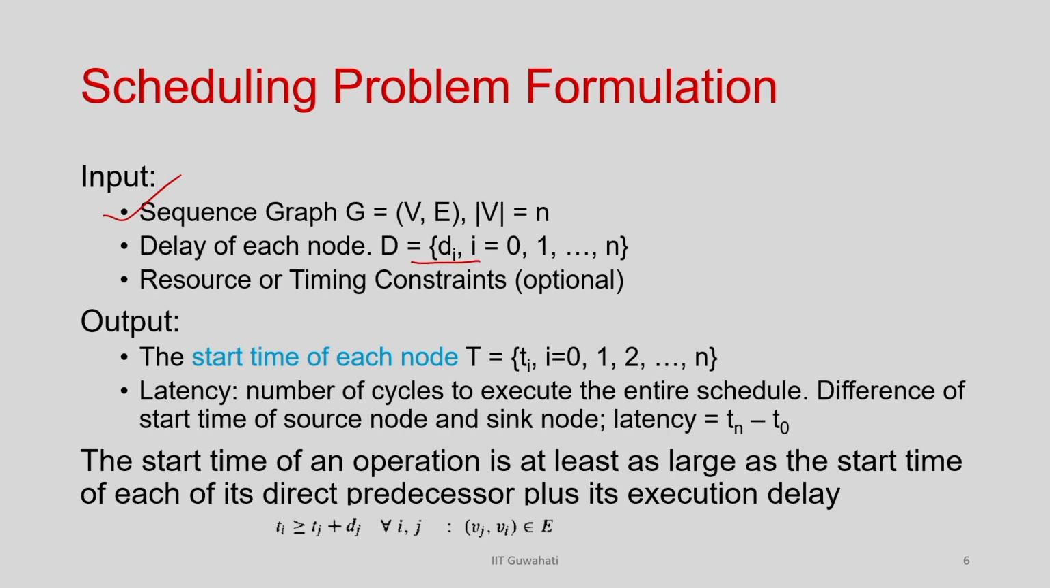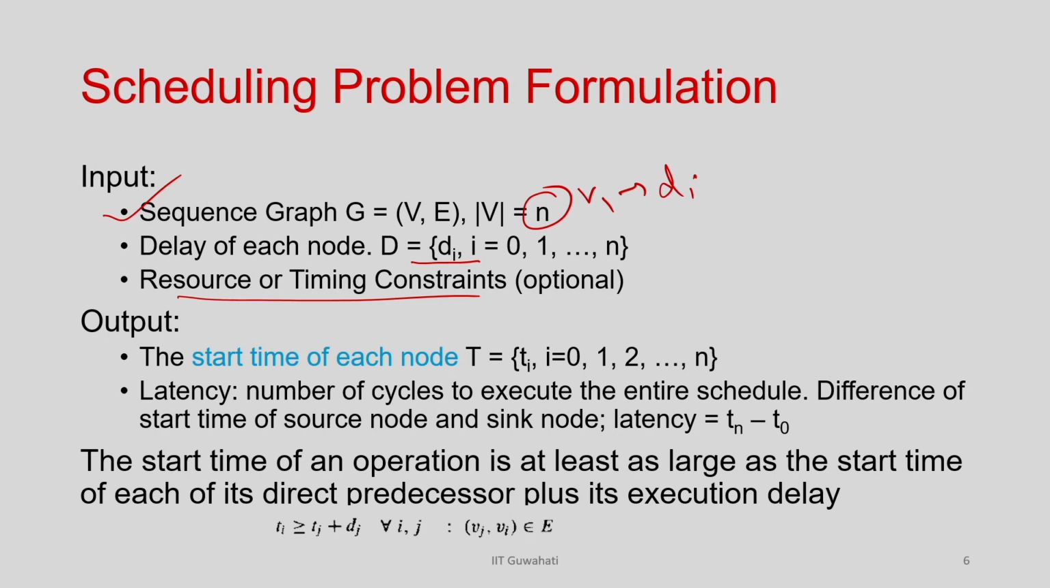The operation might take multiple clocks to execute in hardware, right. So, there is a delay associated with each node. If there are n nodes, each node Vi has a delay di, that means this particular operation will take di cycles of clock in hardware execution. Okay. And optionally, we are usually given a resource or timing constraint.